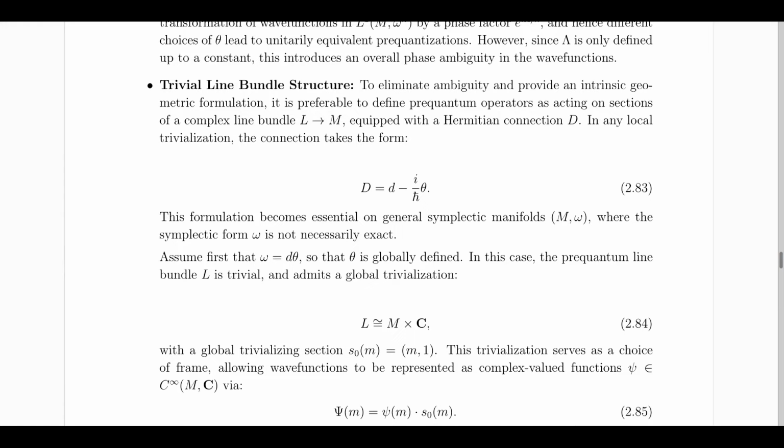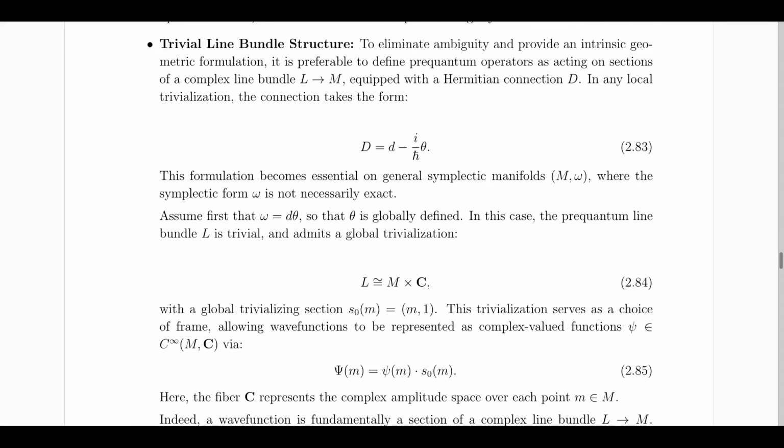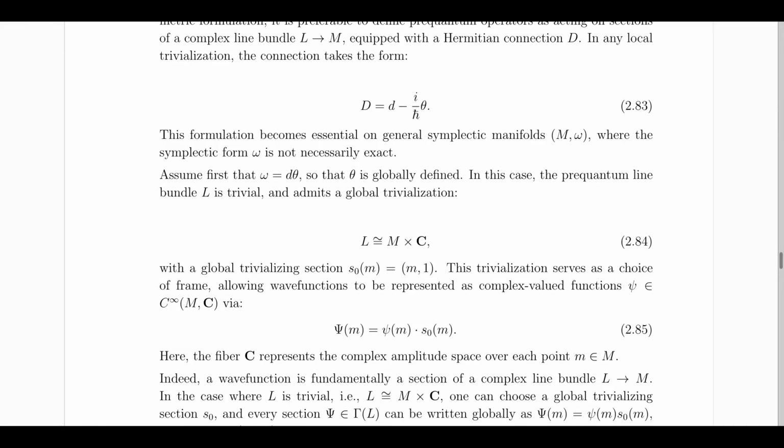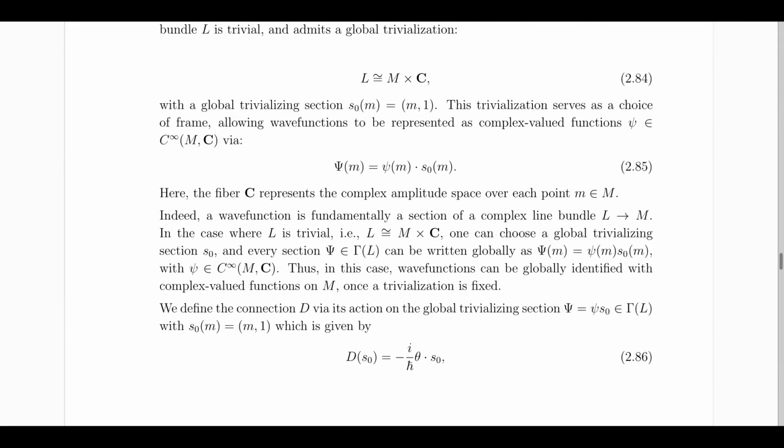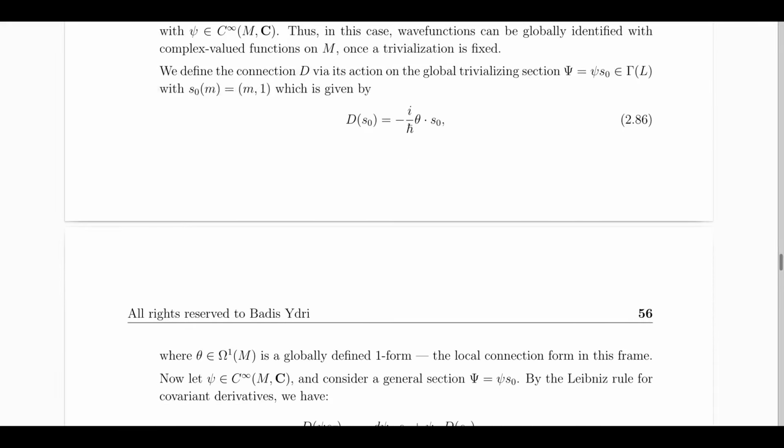If the symplectic form is globally exact, then we can choose a global symplectic potential. In this case, the line bundle is trivial. It admits a global section, and wave functions can be written as ordinary complex-valued functions. The connection has a simple expression involving theta, and the geometry is straightforward. This trivial case gives us a clean laboratory to understand the basic structure of prequantization.